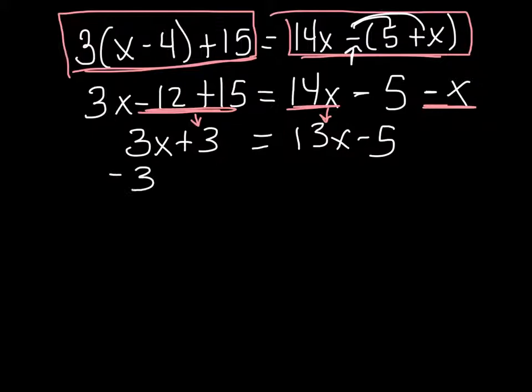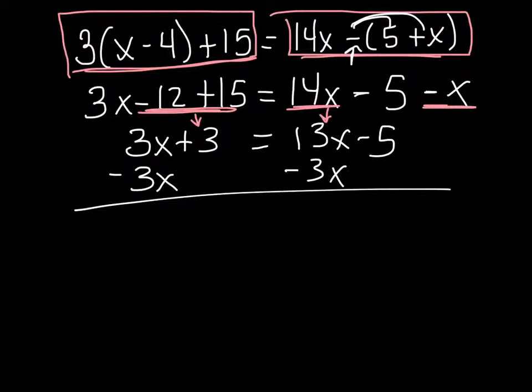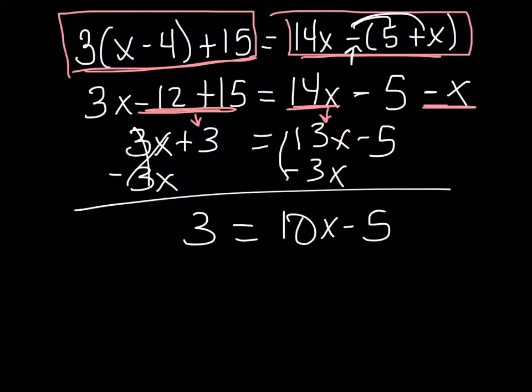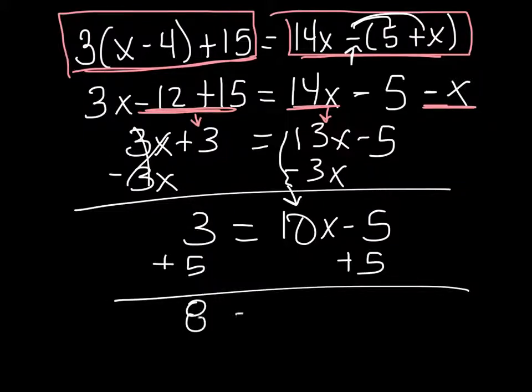I'm going to subtract 3x from both sides. There are lots of ways we could do this. So I'm left with 3 equals 10x minus 5, because these cancel out to 0, and the 13x and negative 3x became the 10x. Now I'm going to add 5 to both sides and isolate that 10x. So 10x is equal to 8.